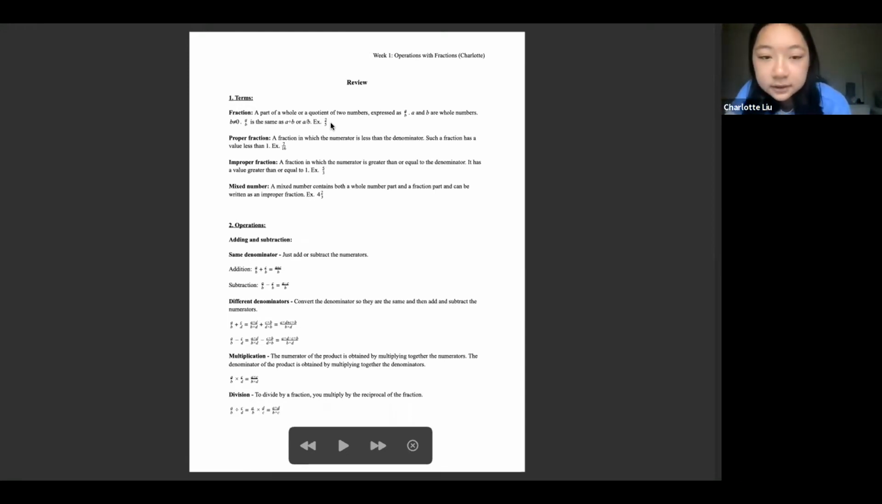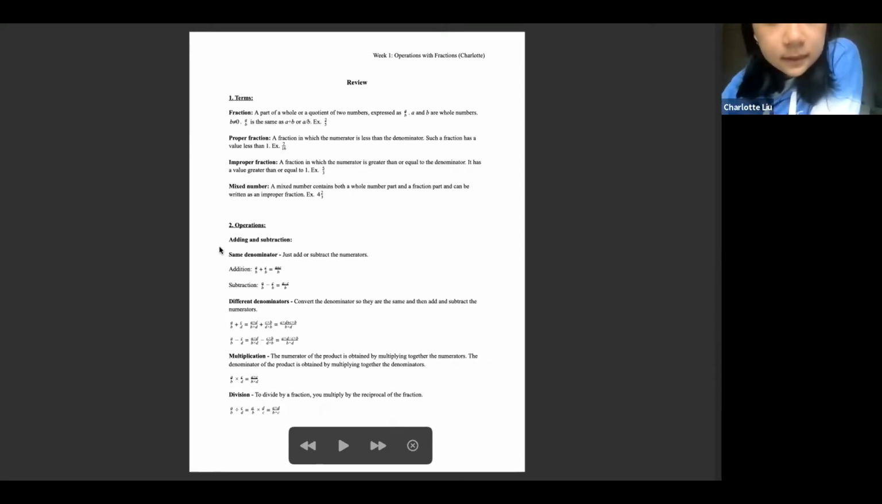A proper fraction is a fraction in which the numerator is less than the denominator. Such a fraction has a value less than 1. An example is 7 over 16. An improper fraction is a fraction where the numerator is greater than the denominator and it is greater than 1. An example is 5/3. And a mixed number contains a whole number and a fraction, and it can also be written as an improper fraction. An example is 4 2/3.